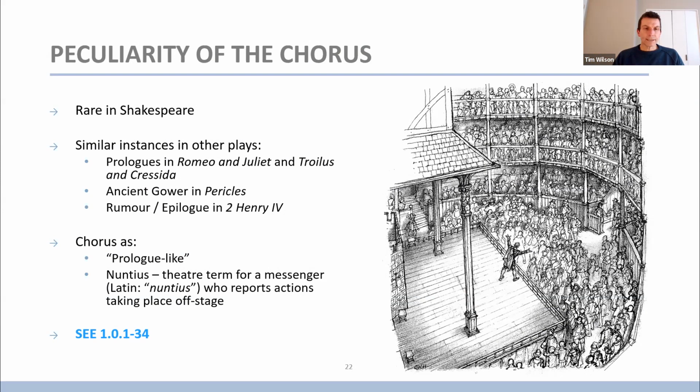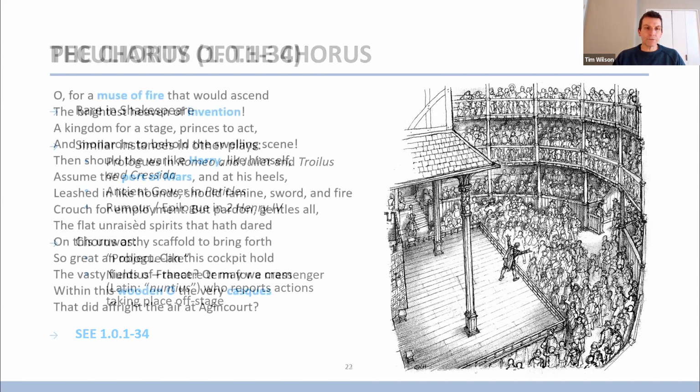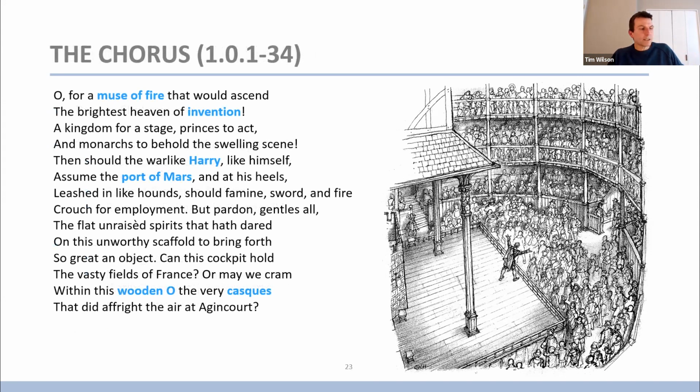The chorus says he's going to act prologue-like. The nuntius is a theater term for a messenger, from the Latin nuntius, who reports actions taking place off stage. So it's a bit of that. It's a bit of a prologue function, a bit of a messenger function, but somewhat different. Let's look at the first speech of the chorus. So this is the opening of the play.